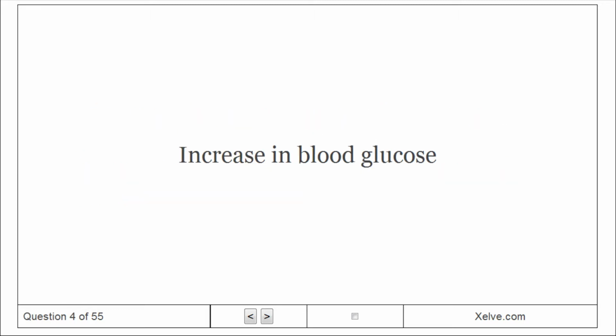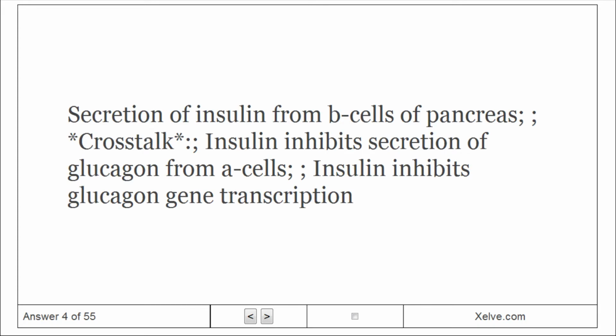Increase in blood glucose. Secretion of insulin from beta cells of pancreas. Crosstalk. Insulin inhibits secretion of glucagon from alpha cells. Insulin inhibits glucagon gene transcription.